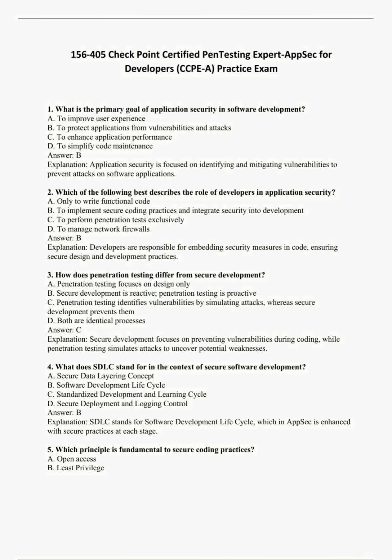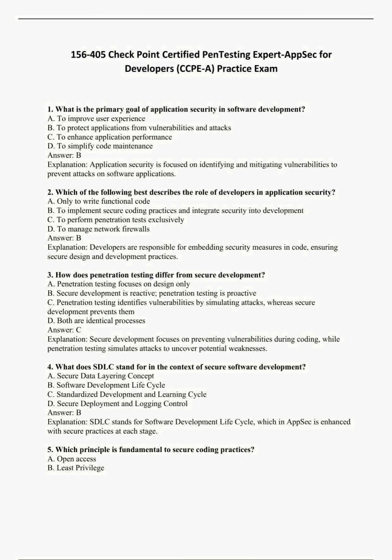2. Which of the following best describes the role of developers in application security? A. Only to write functional code. B. To implement secure coding practices and integrate security into development. C. To perform penetration tests exclusively. D. To manage network firewalls. Answer B. Explanation: Developers are responsible for embedding security measures in code, ensuring secure design and development practices.